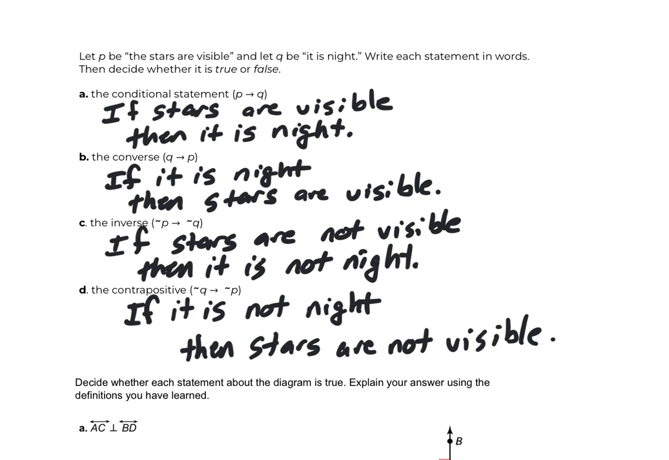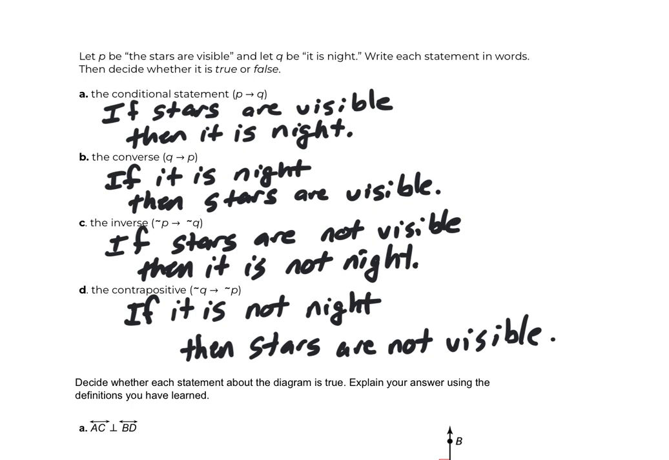Okay. Inverse. Owen, did you get it? Inverse? I didn't get it. You didn't get it? If you can't see the stars, then it is not night. Okay. And then D, the contrapositive. Sophia? If it is not night, then the stars are not visible. Okay, there we go. Those are our 4 statements. Now, let's determine truth value of each one of those. If you need to double check yours, that's what it should look like.